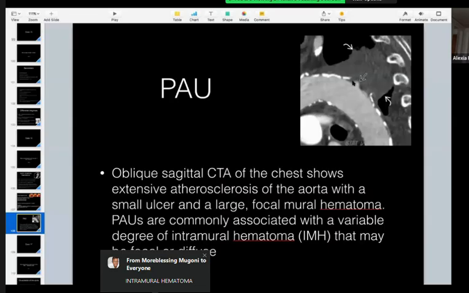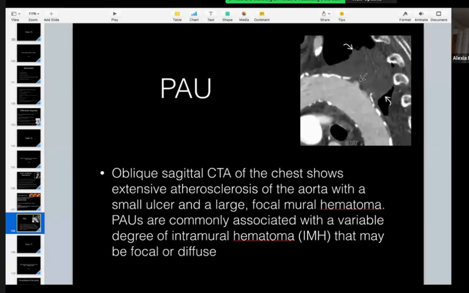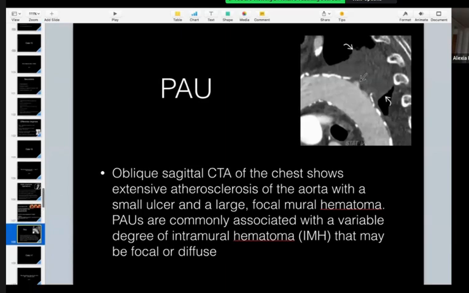So this is a small ulcer with a large intramural hematoma. So that's an example there from the literature, very, very large. So these can progress to intramural hematoma and eventually to dissection. Okay.